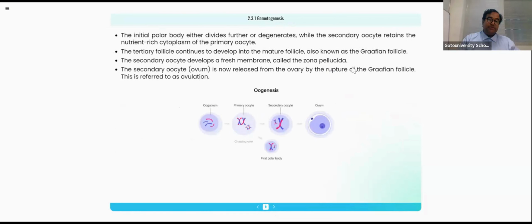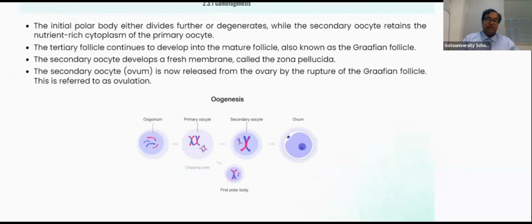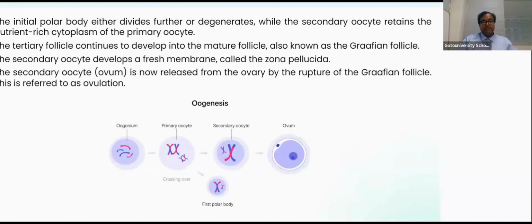In the case of the gametogenesis process, you can see this picture here. In this picture, the oogonium denotes the oogonium.